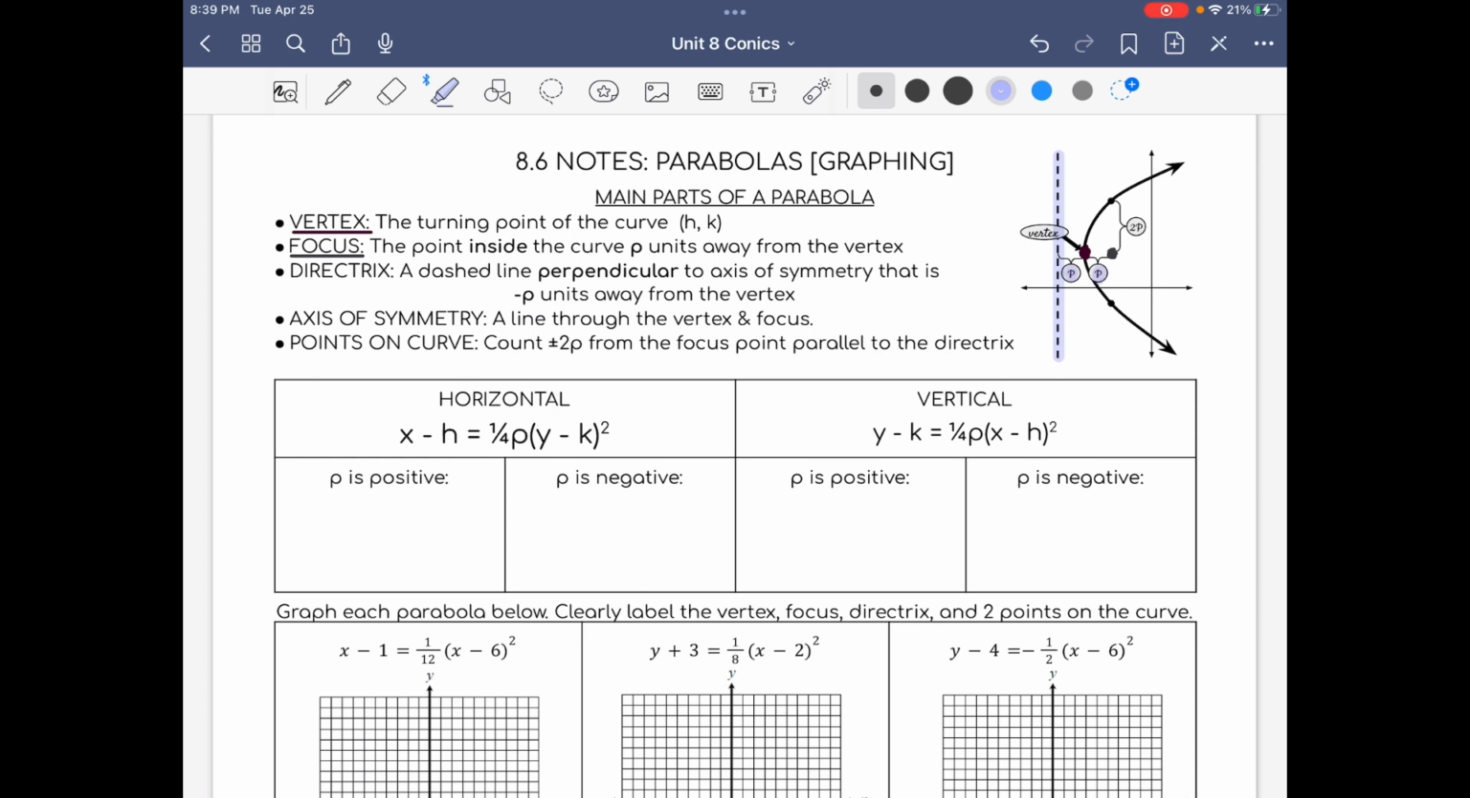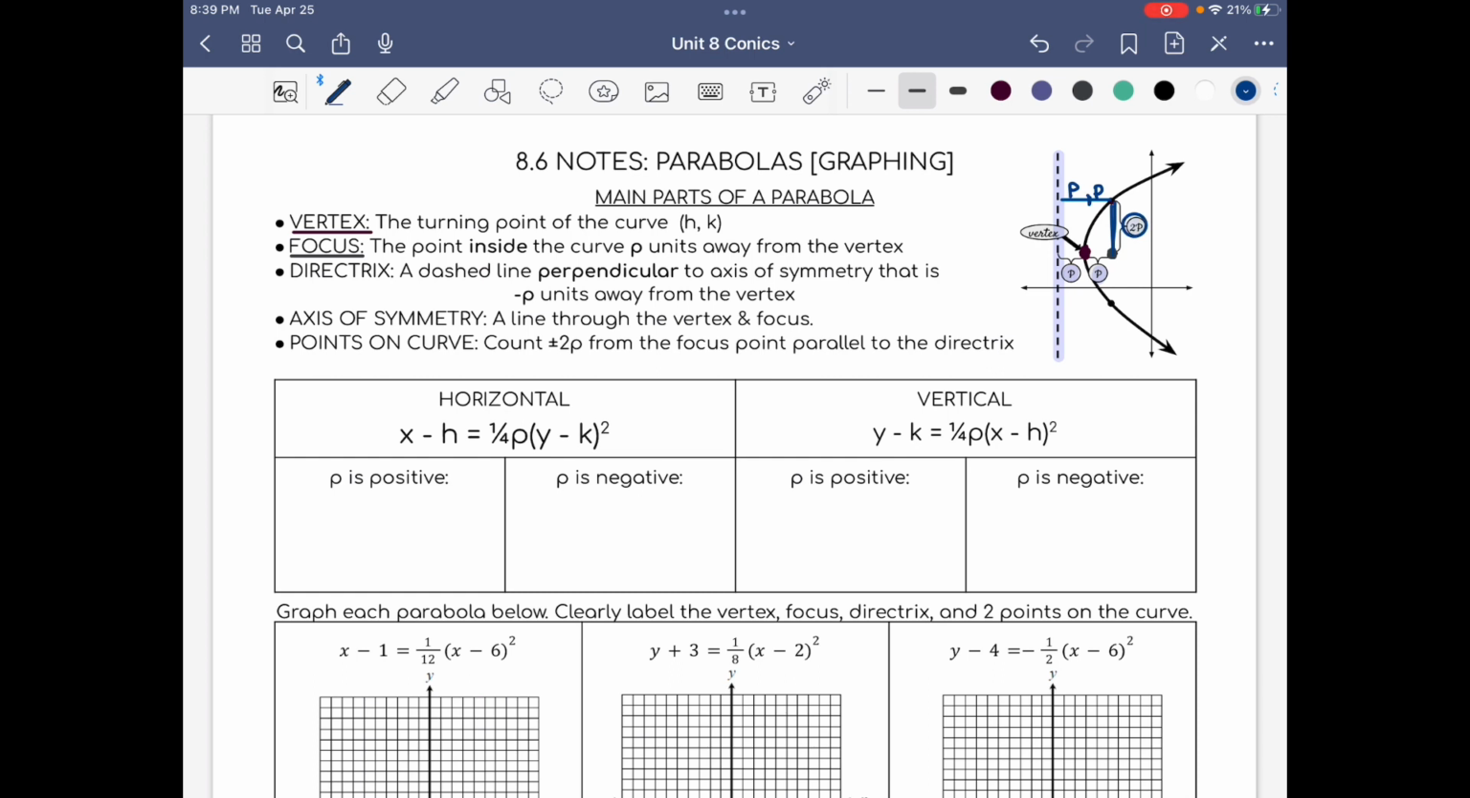So notice how, for example, the vertex is exactly P units away from the directrix and P units away from the focus. That's the whole idea. Now, one example I have is this point all the way over here. That point is technically P and P, or 2P units away, so it must also be 2P units away from the focus as well.